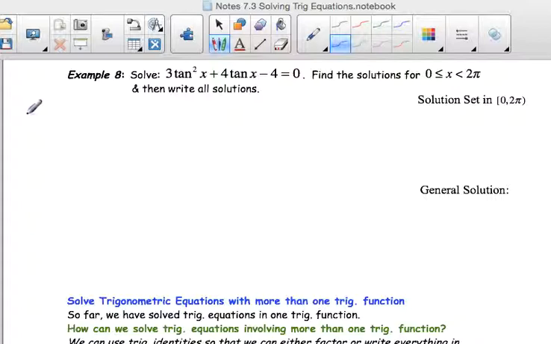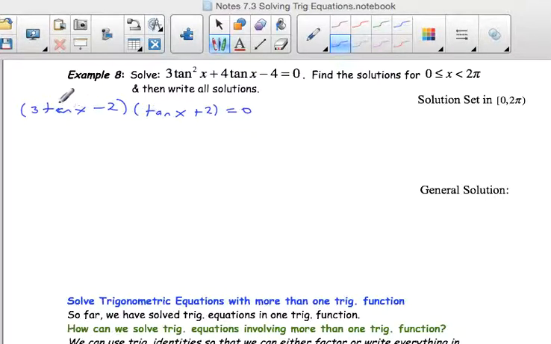I'm not going to do it that way. I'm just going to go ahead and think of tangent x as u as I factor it. So I can think of this as the same thing as 3u squared plus 4u minus 4 if I want. And I'm going to factor this either by guess and check or by AC. Either way, when you factor this, you're going to get 3 tangent x minus 2 times tangent x plus 2 equals 0.